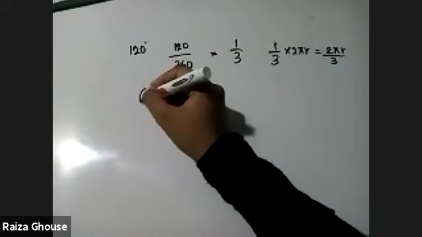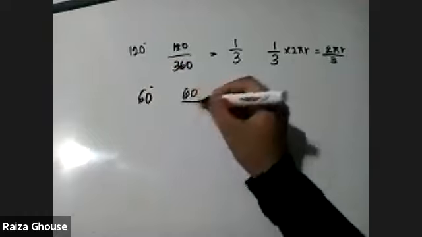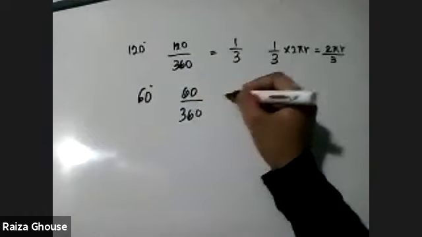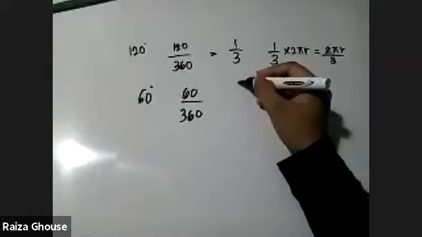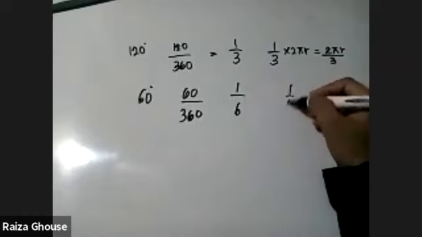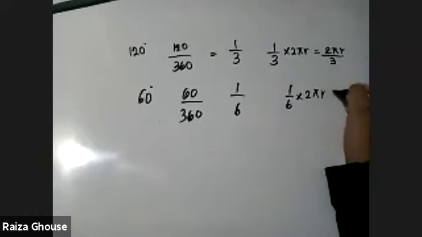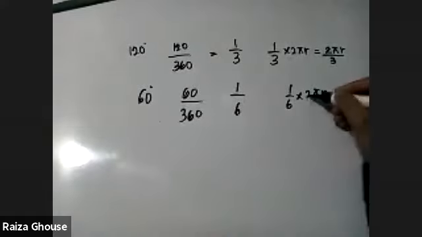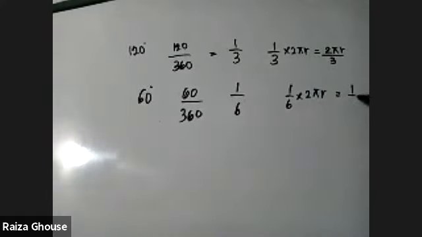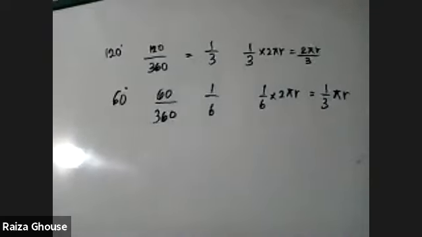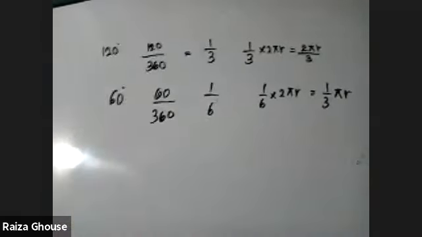Next one, 60 degrees. 60 upon 360, 6 upon 36 means 1 over 6. 1 over 6 into 2 pi r. This can be simplified, 2 times 1, 2 times 3. 1 over 3 pi r. Note down these things.